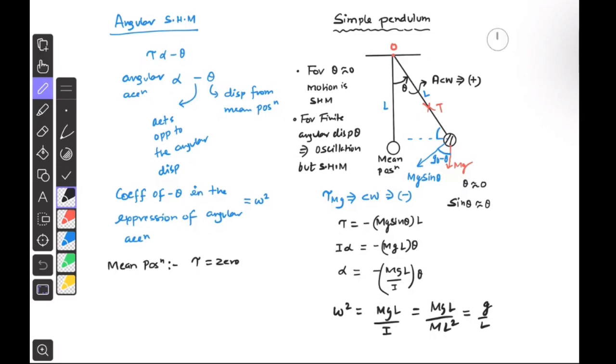So omega is going to come root over g by L. So time period will come 2 pi root over L by g, that you're supposed to remember as a result, and that you can't forget. Time period will have 2 pi and will have root over something, either g by L or L by g. If I use L by g, then only the unit of time period will come in seconds. So it must be root over L by g.